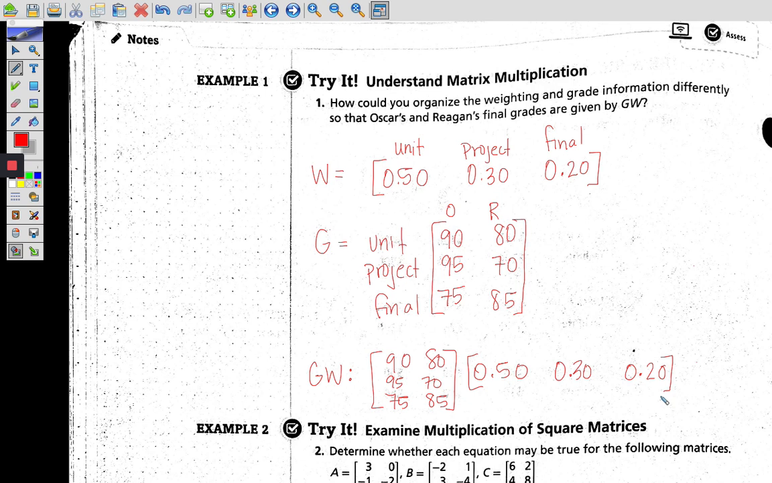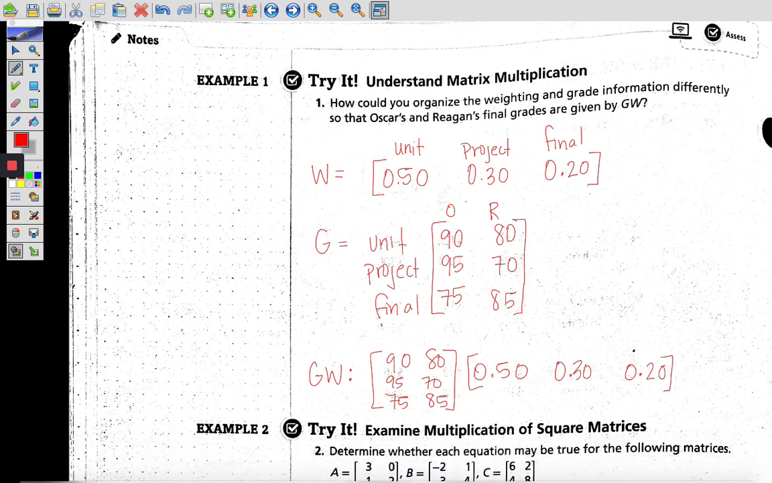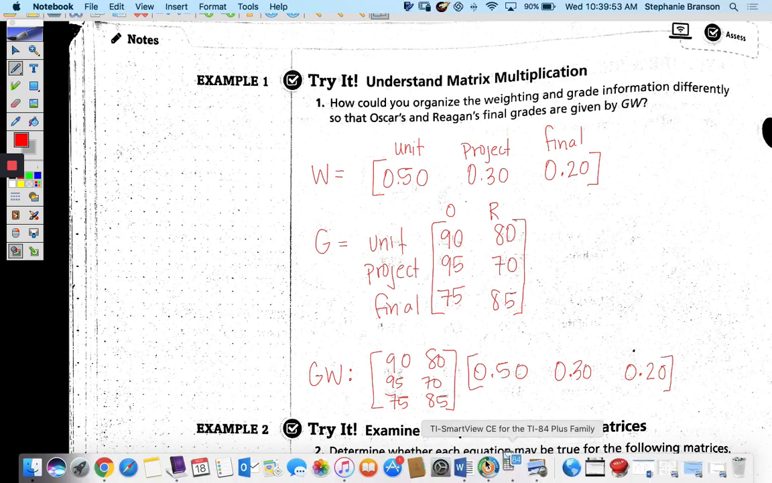All right, so this is how they've organized it. And it says, how could you organize the weighting and grading information differently so that their final grades are given by G times W? Well, you guys don't have to do all this. I'm just going to show you here on my calculator just so you see this. I'm going to input this into each matrix.